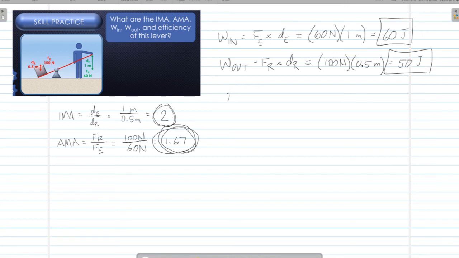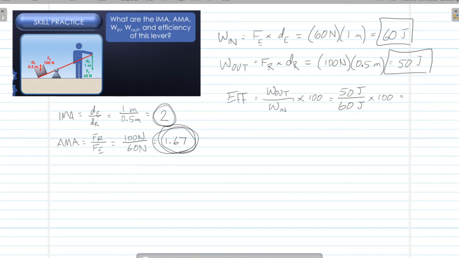And so finally, we calculate the efficiency of this lever. The efficiency is going to be equal to the work output divided by the work input, and then we will multiply that result by 100. The work output is 50 joules, so put that number on top. And then the work input is 60 joules, so that goes on the bottom. Remember, the number on top should be less than the number on the bottom, because we want to get an efficiency that's less than 100% to be realistic.